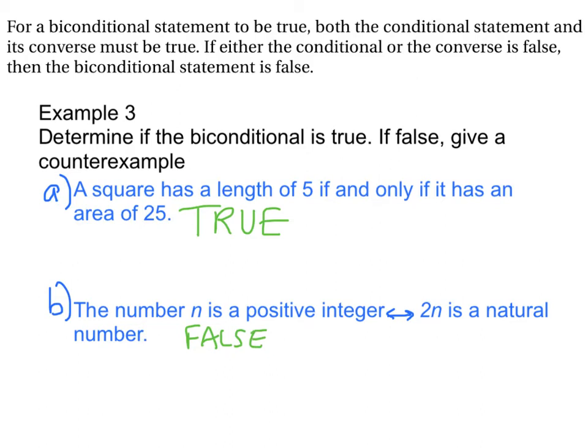Remember, we're doing the converse. The converse says if 2n is a natural number. So we could say, okay, 2n is a natural number. Let's pick 1. So we're saying 2n is equal to a natural number, in this case 1. Well, what would the value of n be? n would be 1/2. So then we'd say if 2n is a natural number, which it is here, we picked 1, then the number n is a positive integer. Well, 1/2 is positive, but it's not an integer, it's a fraction. So therefore, we just proved a counterexample. This would be false.